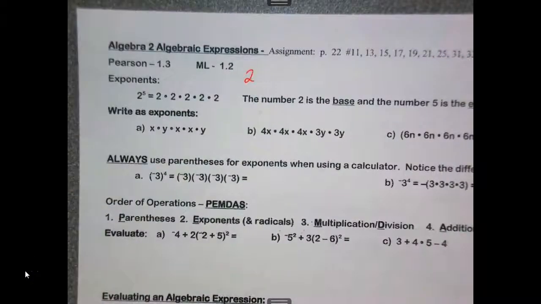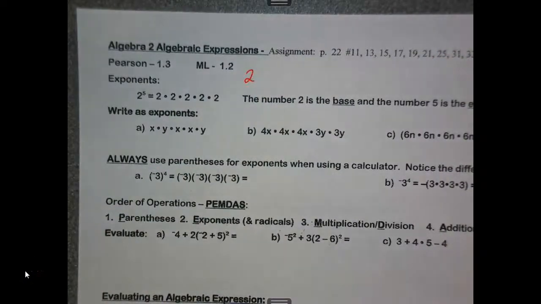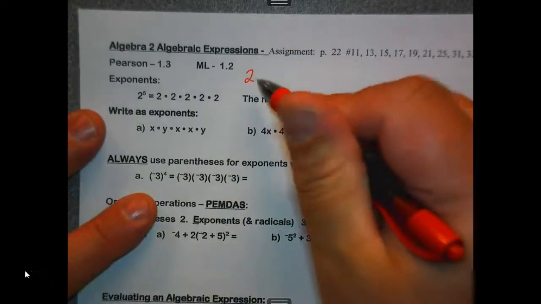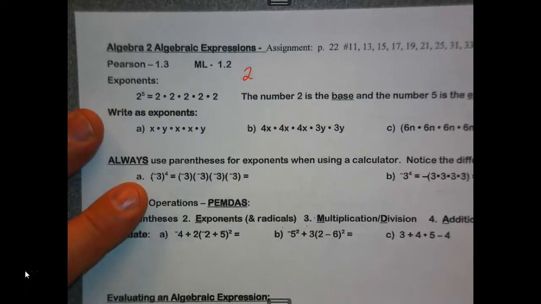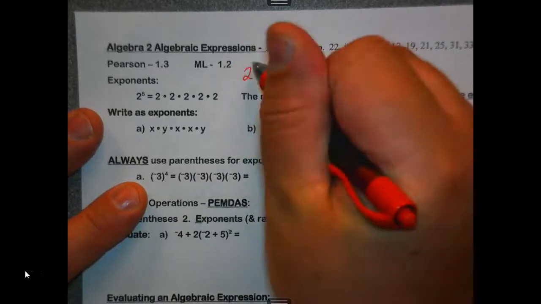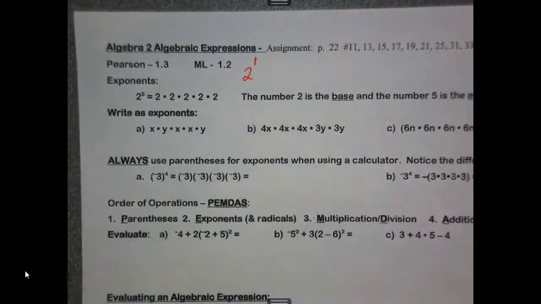I have the number 2. Is that a power? All numbers are powers. If there's no exponent there, what is it? A 1. Exactly. So all numbers are powers. We just don't put the 1 there because that would just take too much time.